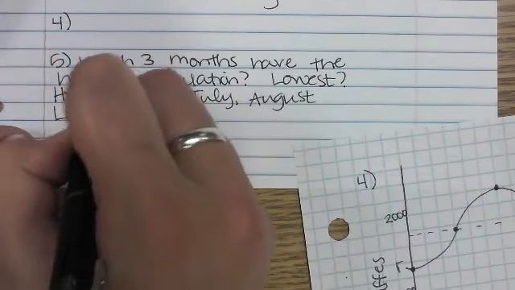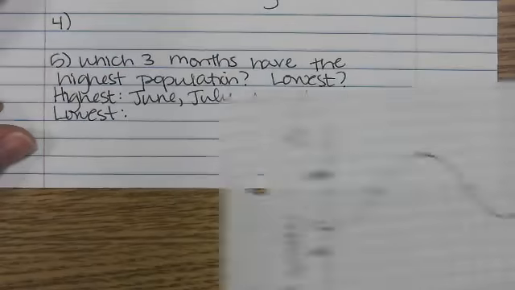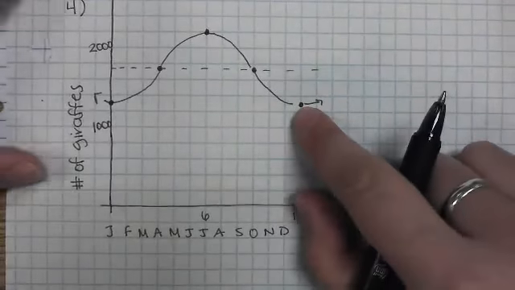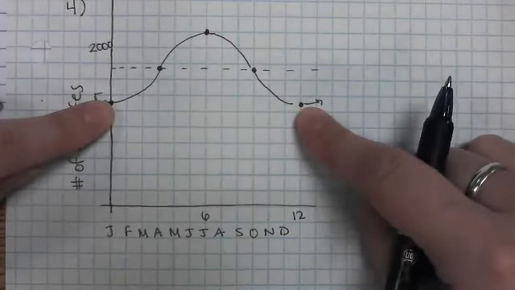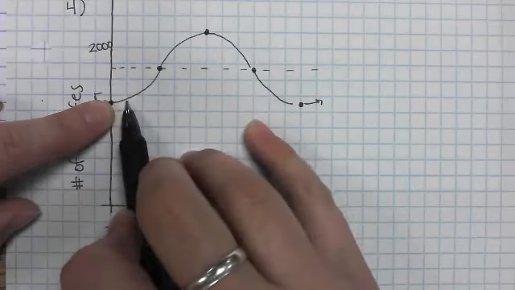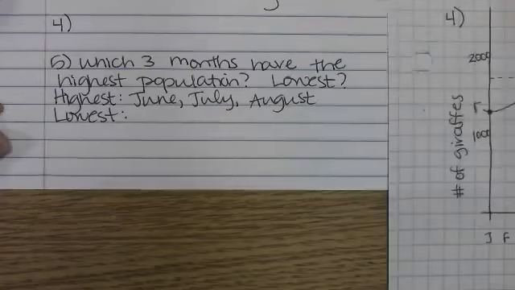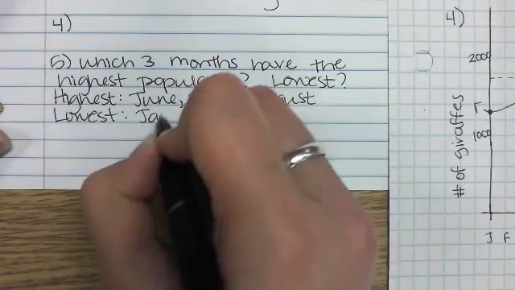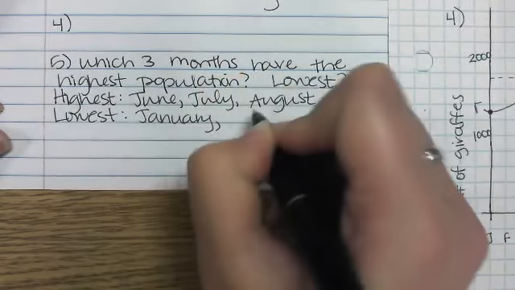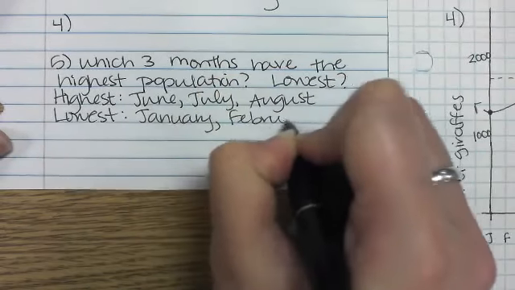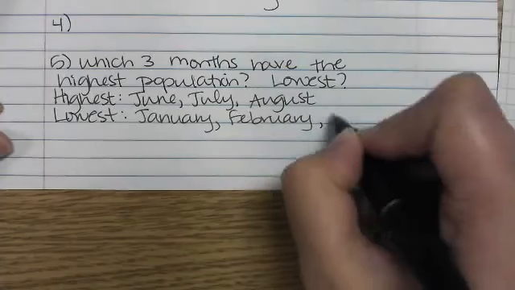And then the lowest month would be, so the beginning and the end, that represents January. And then right here, this would be February, and that would be December. So it looks like January, February, December.